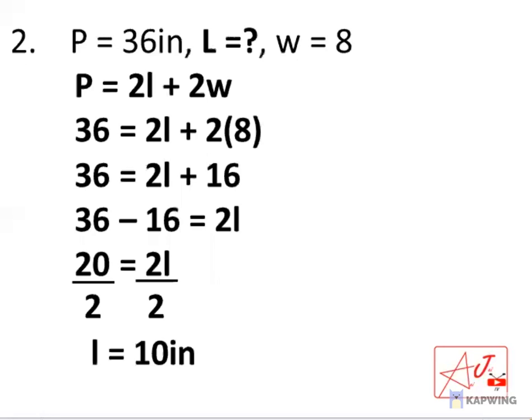Okay. For number 2, P is equal to 36 inches. So yan ang ating given, 36 inches. Length is missing, width is equal to 8. May length at width tayo, ibig sabihin rectangle ang ating pinag-uusapan. At ano po ang formula for the perimeter of rectangle? 2L plus 2 width. So substitute lang natin, si perimeter ay 36.